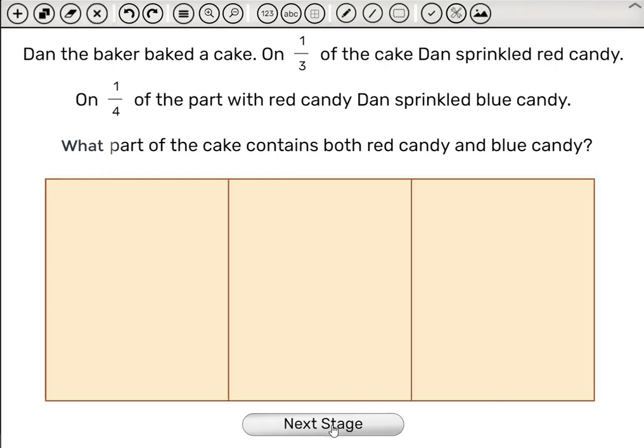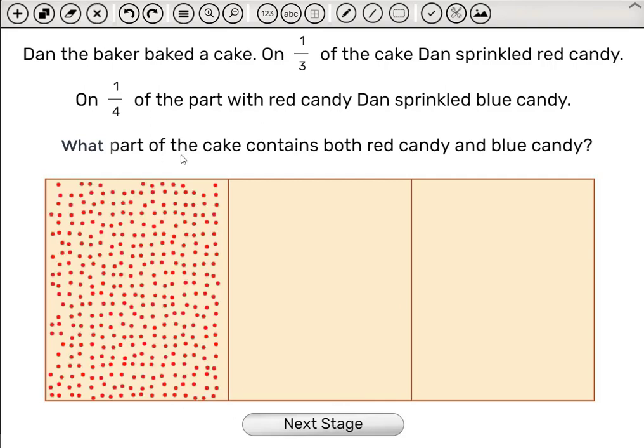Let's click once, and the cake is now divided into three: a third, and a third. On a third of the cake, Dan sprinkled red candy. So let's click Next Stage, and we see the red candy. To prepare this third, let's click Next Stage again, and now the third is divided into four, each one of them a fourth of the third.